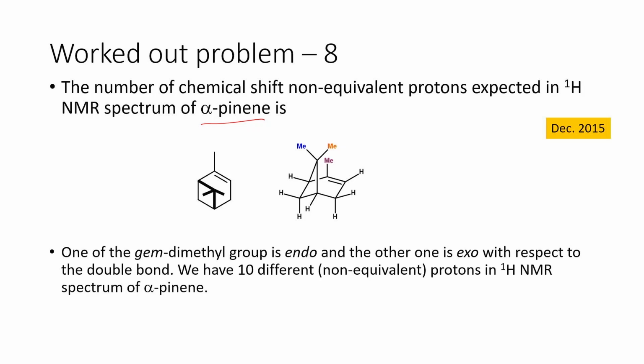Here, for the structure of alpha pinene, without drawing the bicyclic system in the chair type conformation, we will be quite confused to find out the exact number of non-equivalent hydrogen atoms. If we simply look at alpha pinene's normal structure, we have a methyl group, we have a hydrogen here, and we have 2 gem dimethyl groups, so 1 and 2, and we have a hydrogen here.